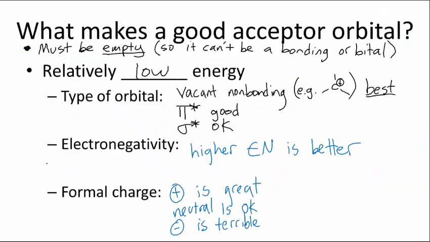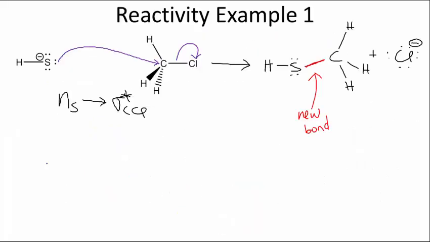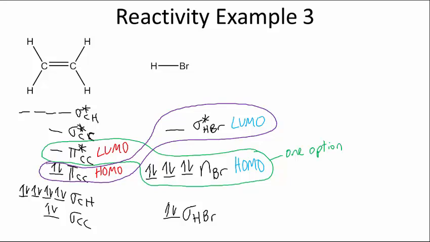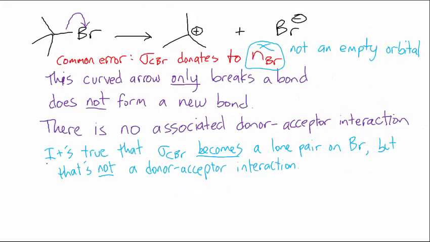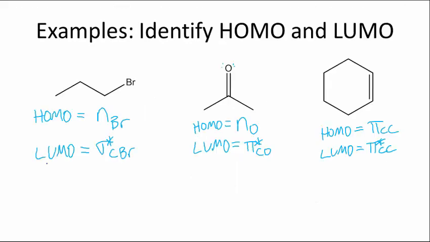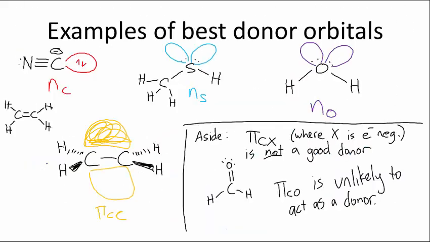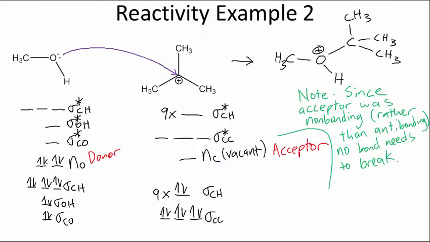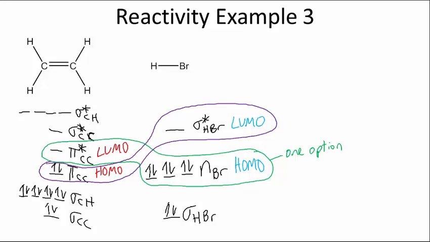When you have a negative ion, like we did in this first example here, usually the negative ion is going to be the donor. Here we have two things that are neutral, and it's not necessarily clear which should be the donor and which should be the acceptor. This is where some of those hints that I gave you come in. And one of the hints that I gave you is that generally, pi star CC is not a great acceptor. And so we're going to go with the second interaction here, the one I outlined in purple, where pi CC donates to sigma star HBr.